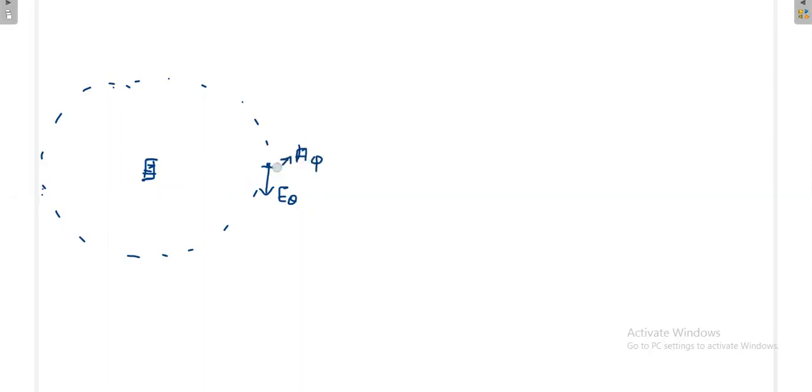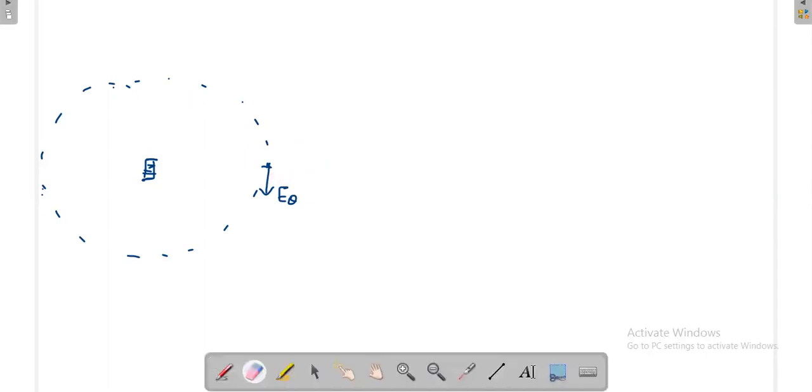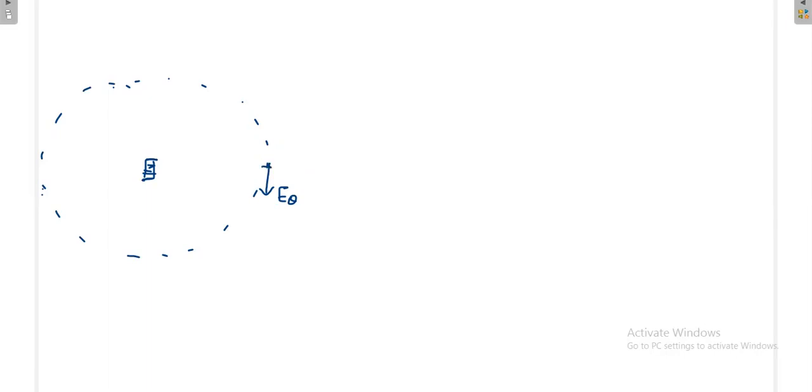But actually, if you imagine properly, because you are at the theta equals 90-degree plane, your H phi will go like this. Actually, it will go penetrating inside the screen, but I cannot draw it here. That's why I'm drawing like this. But actually, exactly that is a point. So it's exactly going inside the screen. This H phi is exactly going inside the screen.